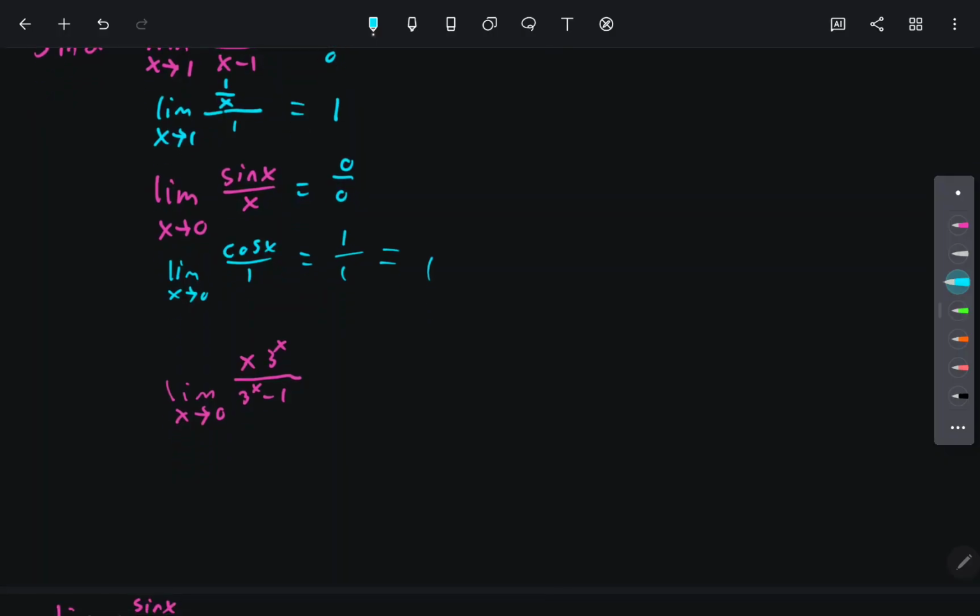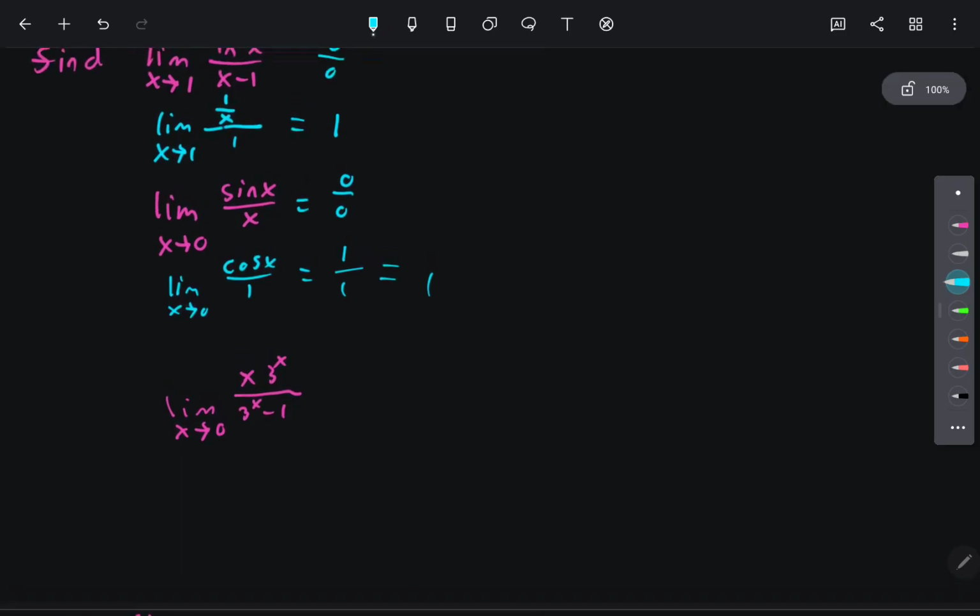Alright, for this last one, I think this one may be a small bit of a doozy, but we are going to try to work through this together. So we need to start out by verifying that this is in the form 0 over 0. Well, if we plug in 0 in this top, we will get 0. 3 to the power of 0 is 1. 1 minus 1, 0. So this is, again, a 0 over 0 indeterminate form.